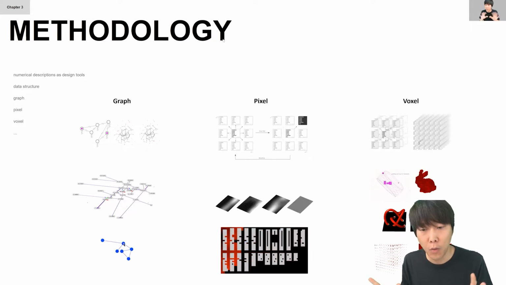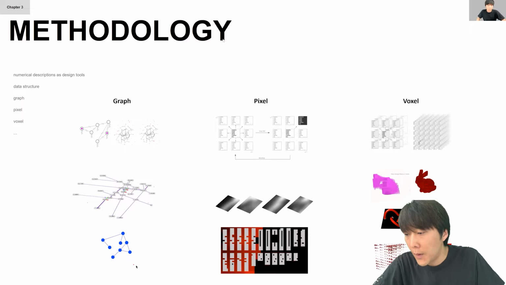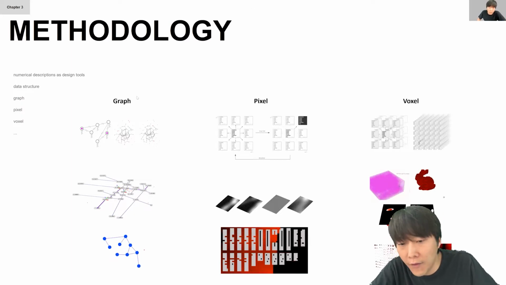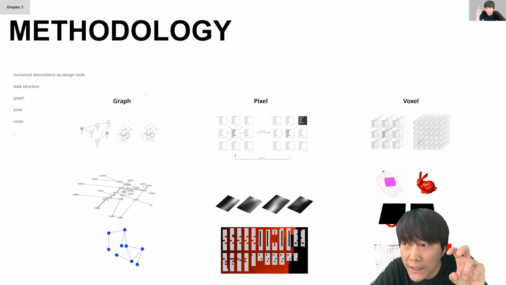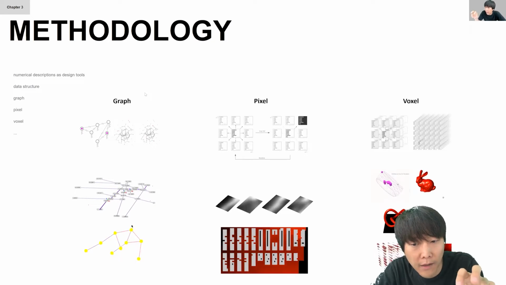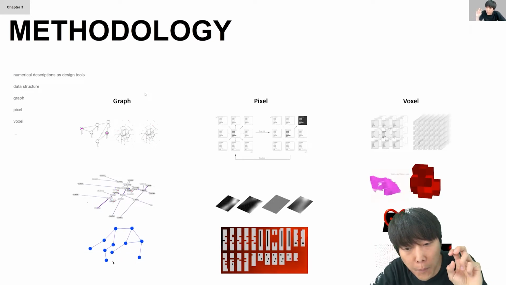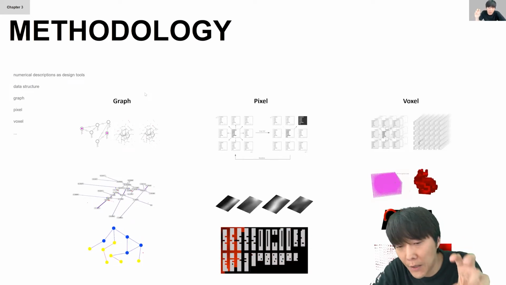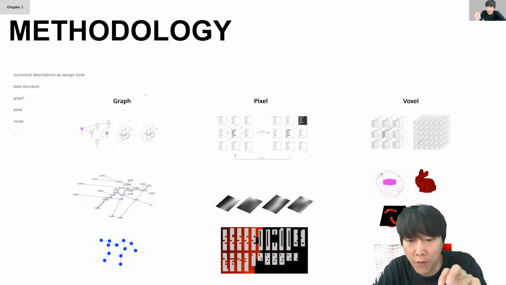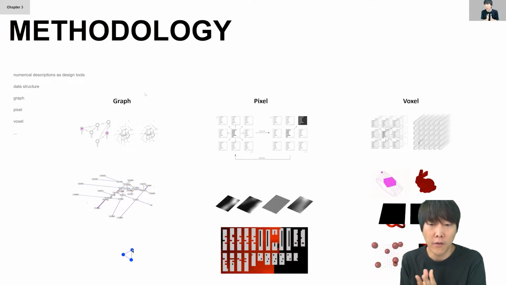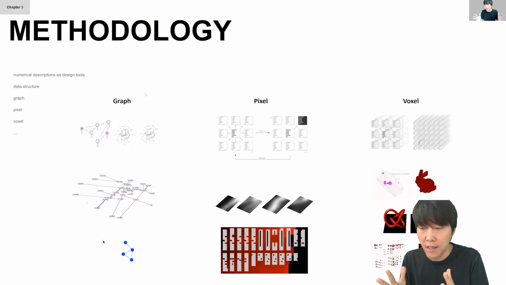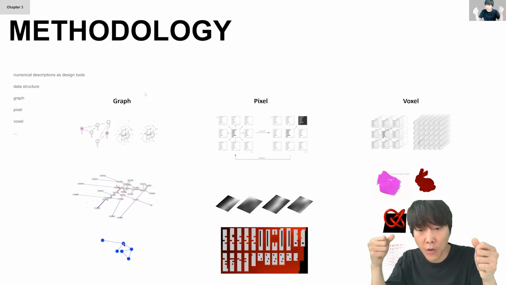There are multiple ways to do this, but one of them is the graph. A graph is one of the conventional data structures in computer science, but we can actually capture the spatial data into the graph. The graph can deal with discrete data, like one-to-one. It has a node and an edge.